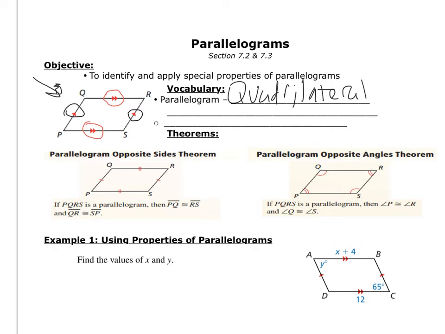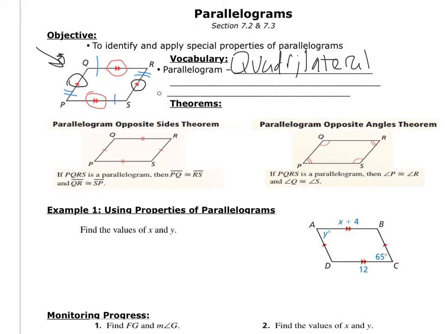Another thing that makes a parallelogram a parallelogram is that the opposite sides are congruent. So QR and PS, not only are they parallel, but they're also congruent. And the other pair of opposite sides, QP, with the two tick marks, is congruent to the opposite side, RS. Okay? Now, that's not the only thing. There are some more things going on with a parallelogram, and we'll get to them the more we go along.